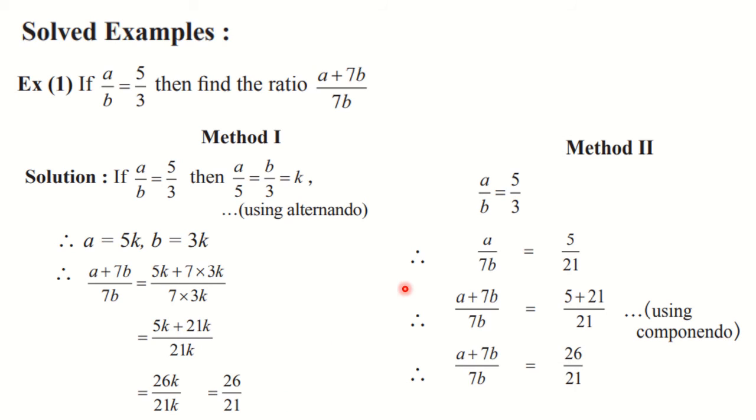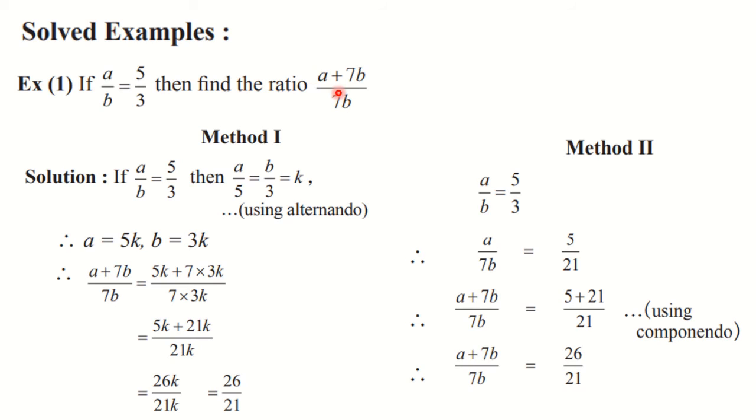What we are going to do here is use the operations which we have seen just now. For that purpose, we always have to start with what is given to us. So write down A upon B is equal to 5 upon 3. This is our start. Then observe what we want to find, and think about which operation is used: invertendo, alternando, or componendo dividendo.